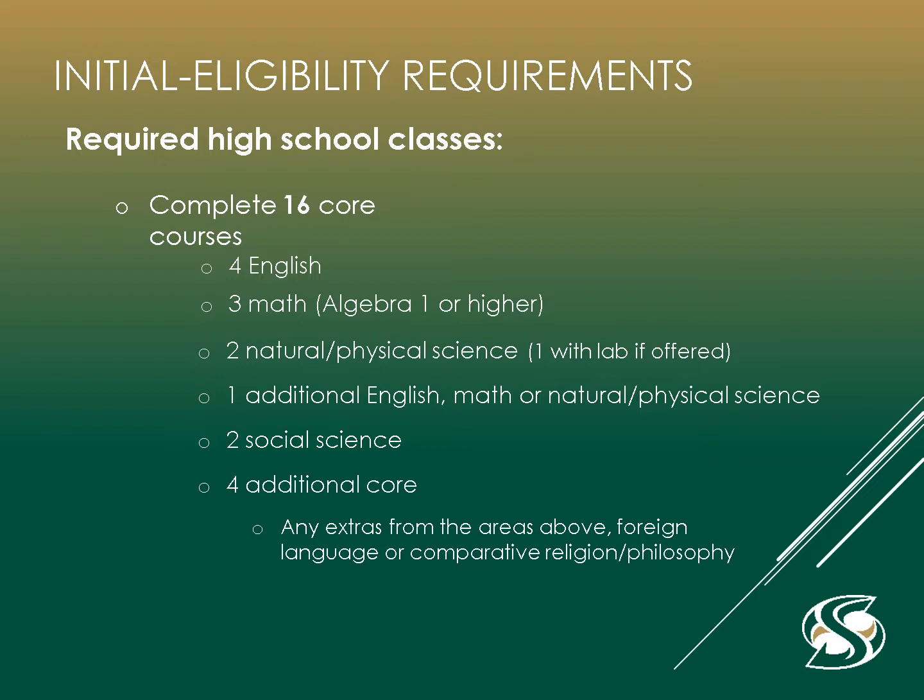The list of core courses can be found on the NCAA Eligibility Center website. Each high school has their own list of approved core courses. Make sure you're referencing that when you are registering for classes.